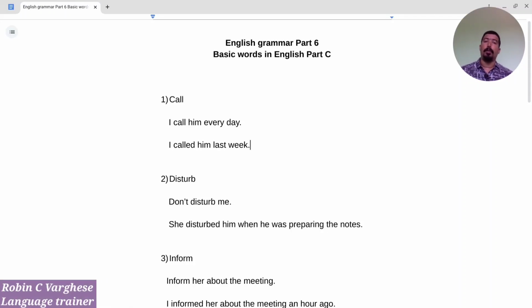So today we are going to English Grammar Part 6, and this is Part C of Basic Words in English. I have included these basic words in the English Grammar portion because we need to learn the tenses. We need to learn the present and the past forms of these verbs, these words. That is why I have included these words also in the English Grammar portion.